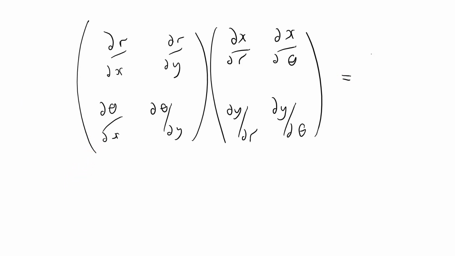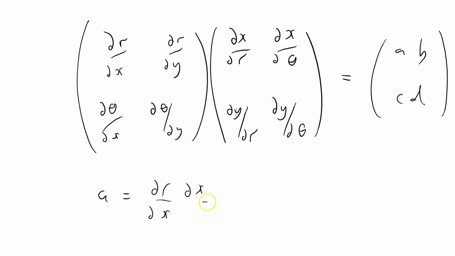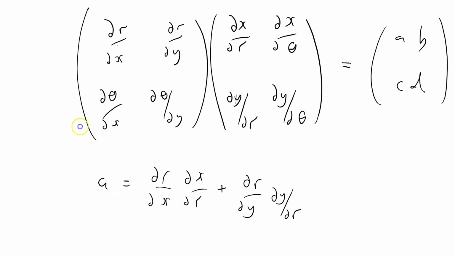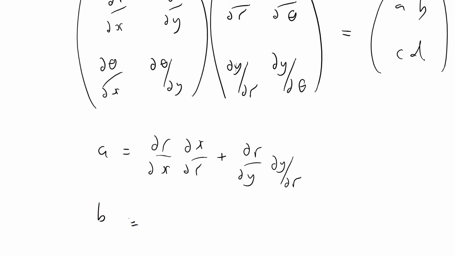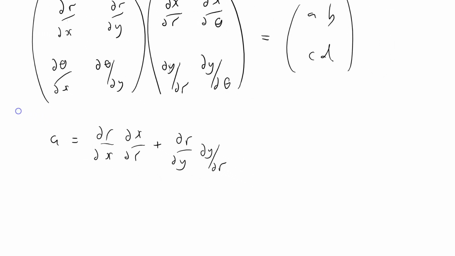So I've got four components here, and I'm going to call these A, B, C, D. A equals, what does that equal? Well, that's the top row with the left column. So it's di r, di x, di x, di r, plus this one here, di r, di y, di y, di r. B equals, I'm going to have to scrunch these up because I want to get it all on the same line.